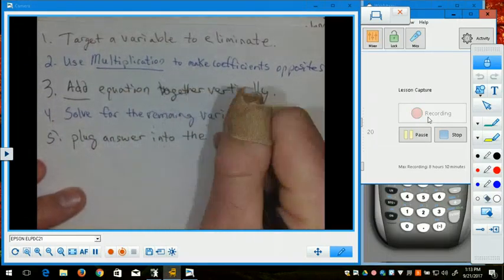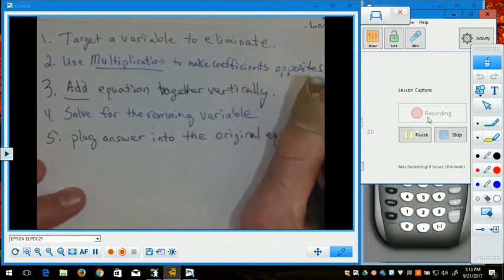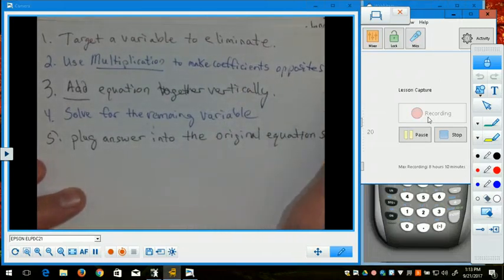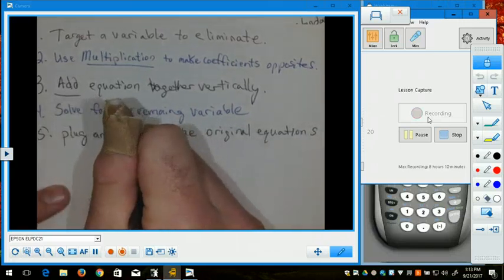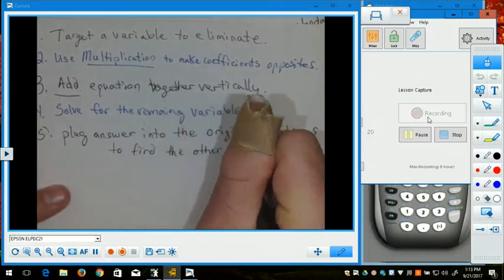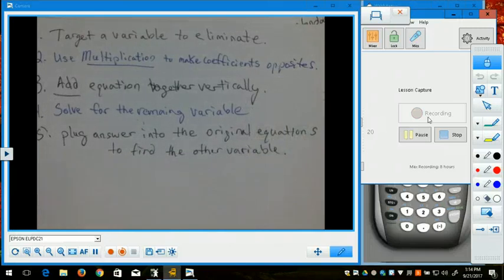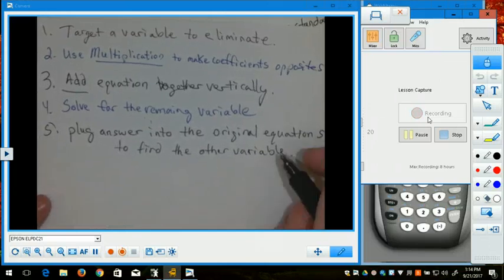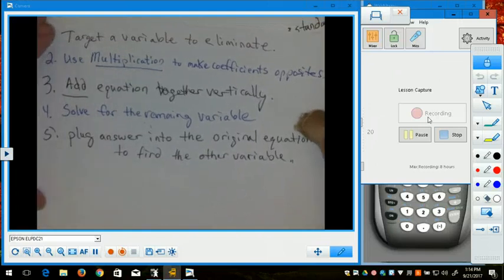So plug the answer into the original equations, plural, because we want to make sure that our answer is right, to find the other variable. When we plug something in, that's actually called substitution, which is another method that we're going to learn. Right now we're focused on elimination. All right, so let's look at the next example.